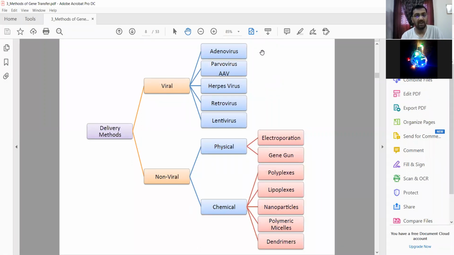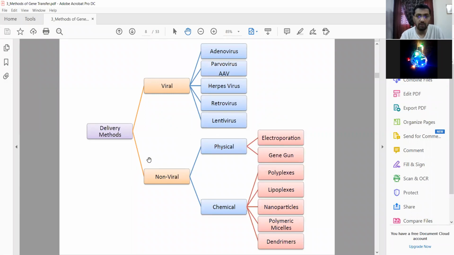In the viral method, we use different types of viruses, and we will go through the details of all these viruses one by one later. While in non-viral procedures, we have some physical methods and some chemical methods. All of this non-viral portion will be discussed in the next lecture.